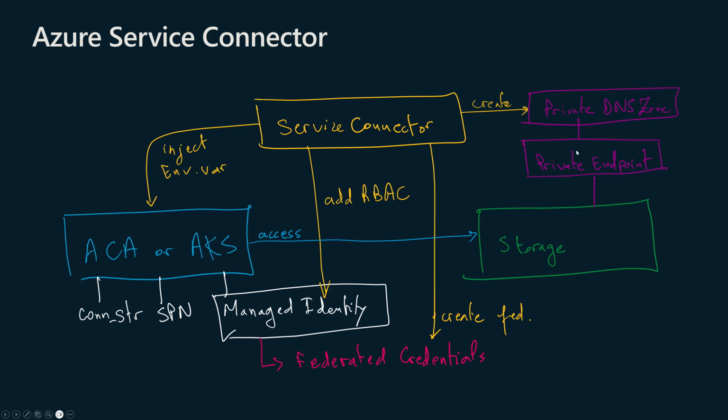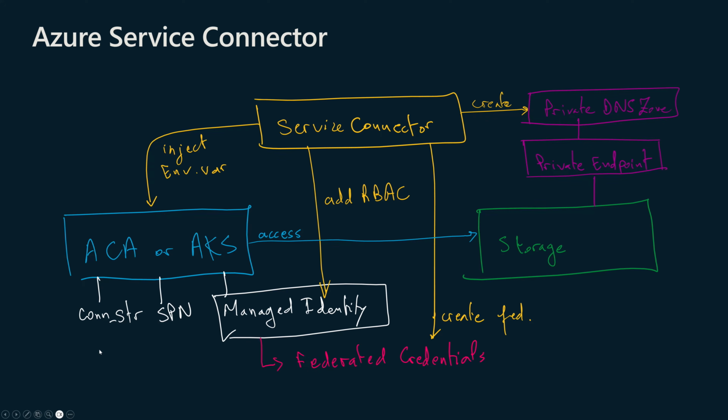So first of all, Azure Service Connector will make sure that the identity used by your application has the right RBAC roles and assignments over the target service. So to connect to the storage account here, for example, it should have the role Storage Blob Reader, for example, or Contributor.